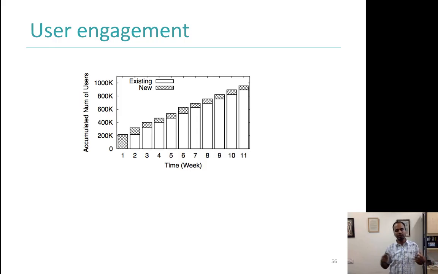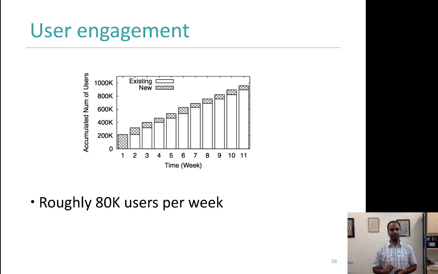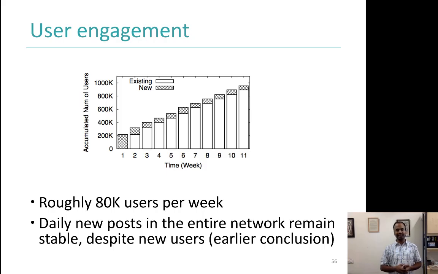Now look at how users engage in this network called Whisper. Here, the x-axis is the time of the week, the y-axis is the accumulated number of users, and the two data points drawn in this graph are the existing and the new content that is getting generated. Roughly 80,000 users per week are interacting. Daily new posts in the entire network remain stable. We'll see in the next graph also how this affects things.